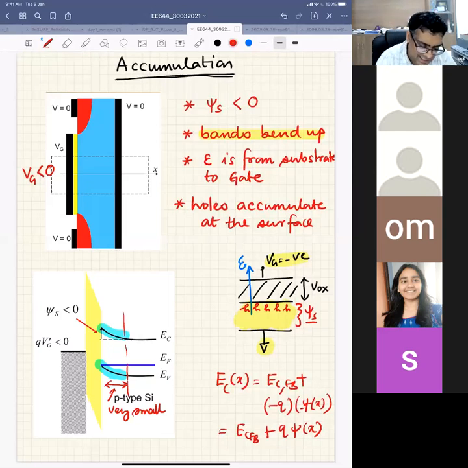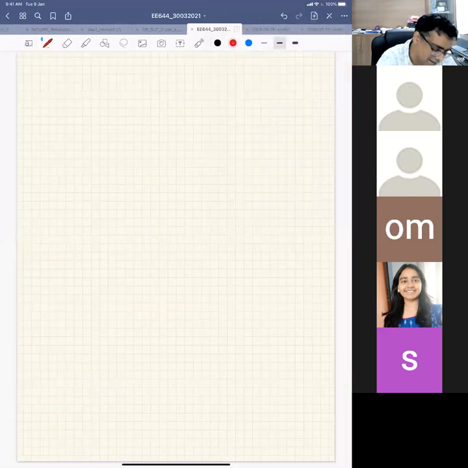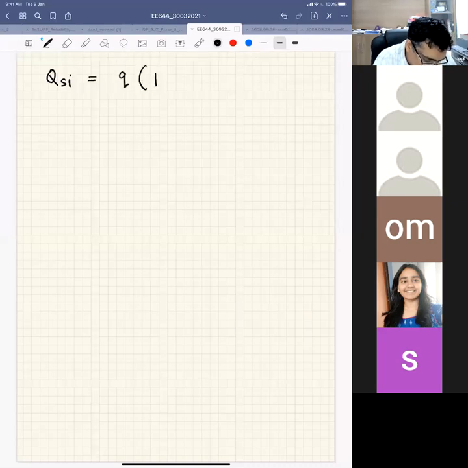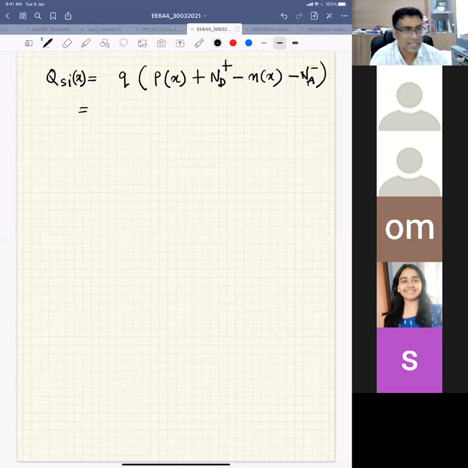Okay, so let's see. If I'm talking about the charge in the silicon, the charge in the silicon is always q times the hole concentration. If you look at the x direction, the concentration of charge is changing. So I could write it as q times p(x) plus nd plus, minus n(x), minus na minus. This is the total charge in the silicon.